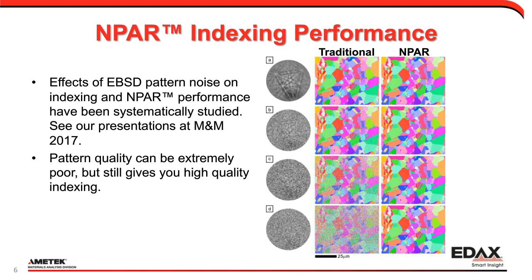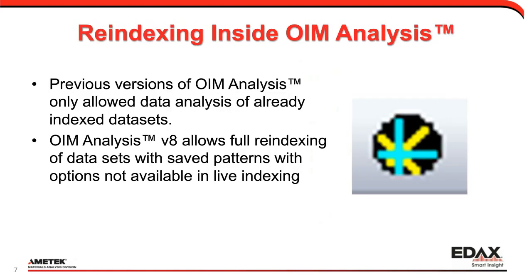It's a tool. So one of the big differences here that's specific to OIM Analysis 8 is that in previous versions of OIM Analysis, you were allowed to basically analyze the data of already indexed data sets. You could not reindex a data set inside OIM Analysis. You'd have to go to OIMDC or Team, reindex the data, and bring in the new file. With OIM Analysis 8, we've actually allowed full reindexing of data sets inside of OIM Analysis. So as long as I have saved patterns, I'm able to essentially redo that data however I want. And that's what we're going to cover in some detail.